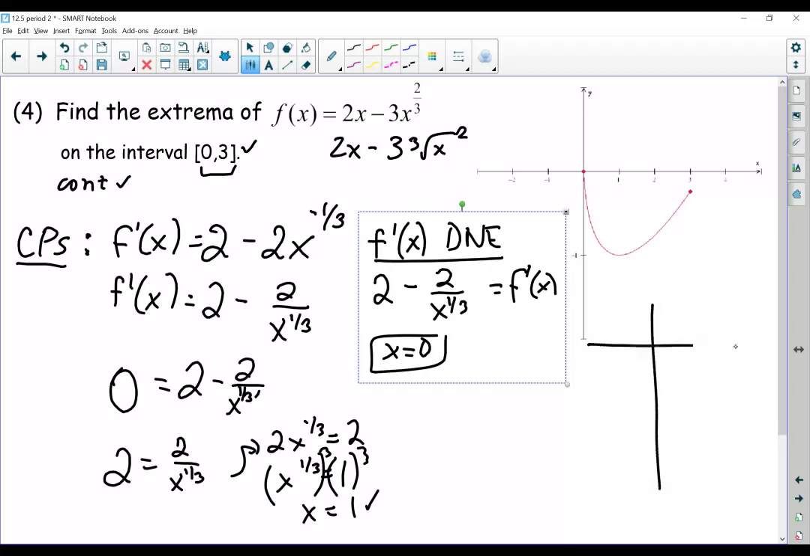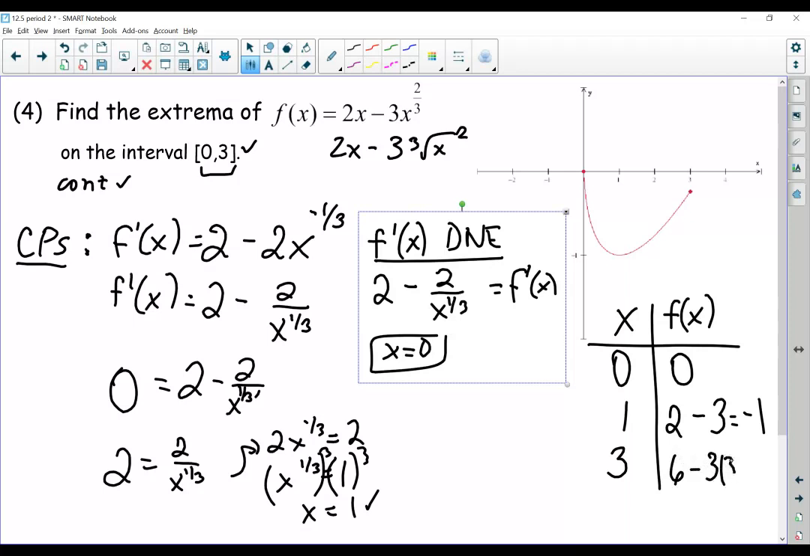So now what I would do is once you find your critical points, we are going to compare the critical points to the endpoints. So we have 0 as an endpoint / critical point. 1 is a critical point, and 3 is an endpoint. And I'm just going to plug them back into the original function to figure out what is the highest value and what is the lowest value. So I get -1 when I plug in 1, and then if I plug in 3, I get 6 minus 3 times 3 to the 2/3.